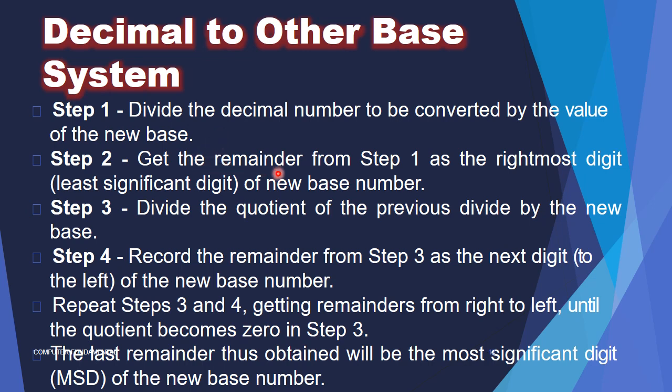Get the remainder from step 1 as the rightmost digit, the least significant digit, of the new base number, and then divide the quotient of the previous divide by the new base, and record the remainder from step 3 as the next digit to the left of the new base number. Repeat steps 3 and 4, getting the remainders from right to left until the quotient becomes 0 in the last step. The last remainder thus obtained will be the most significant digit, MSD, of the new base number.